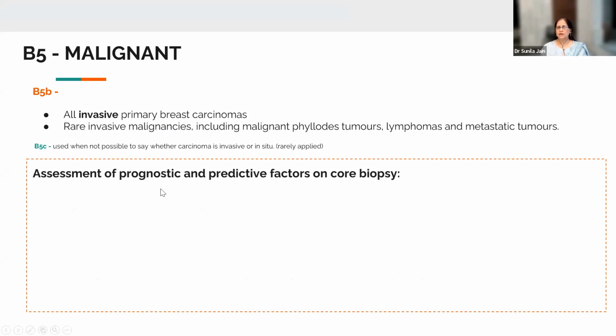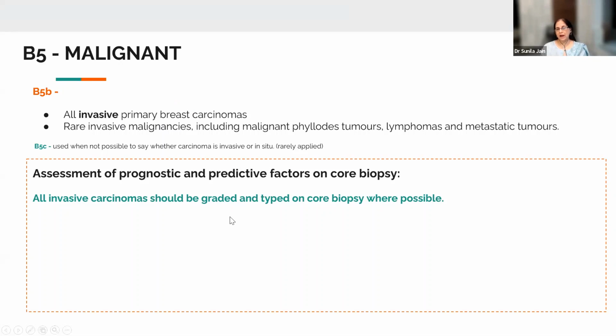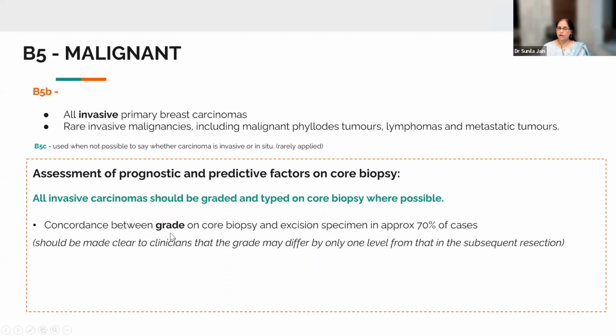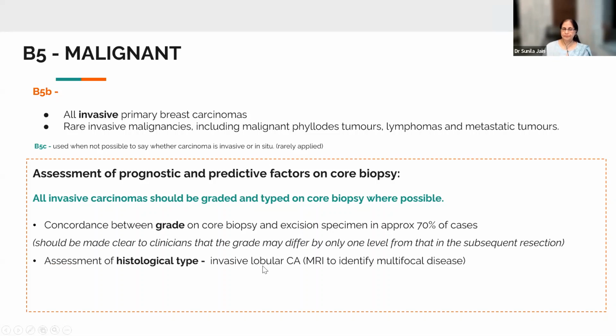So what are the points we do on core biopsies? What all should be reported on core biopsies? We have to do the prognostic and predictive factors on the core biopsies. All invasive carcinoma should be graded and typed on core biopsies wherever we can, because the concordance of the grade on core biopsies and the subsequent sample is very high. At the same time, clinicians should be made aware that it can differ by one level in the subsequent sections.